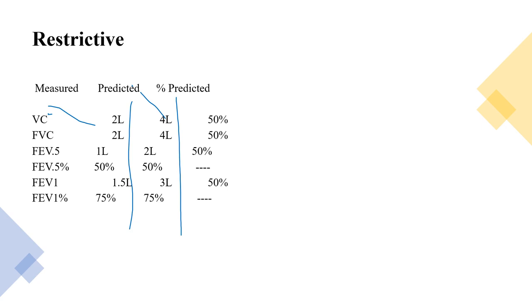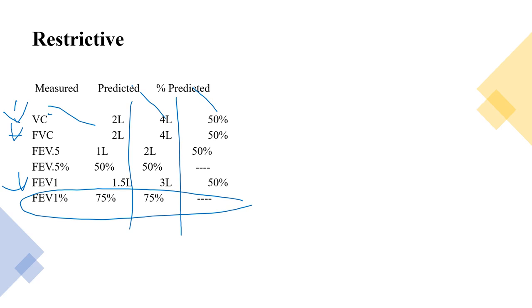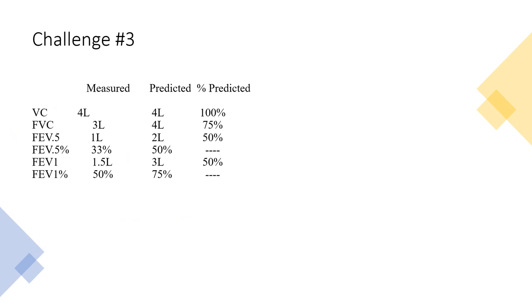So this is a classic case of a patient that has a restrictive issue. Their flow rates were fine, but their volumes were all decreased. Their volume at 1 second was decreased. Their overall volumes, both of these, were decreased. So that would be a classic restrictive result. Let's do another one. All right, challenge 3. Same thing, measured, predicted, percent of predicted. I'm going to make my little scorecard over here.